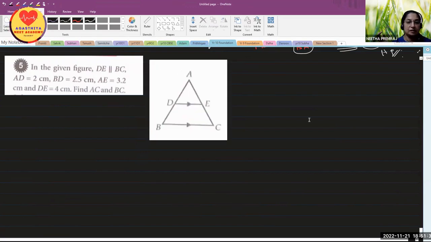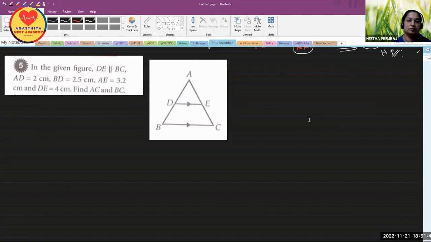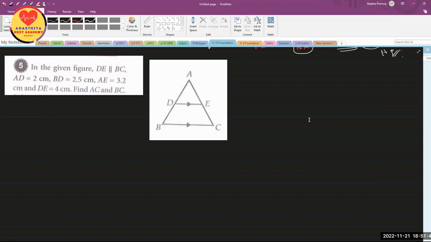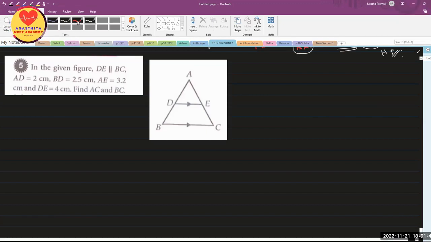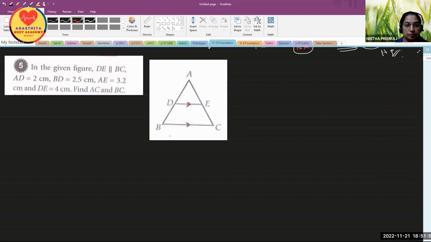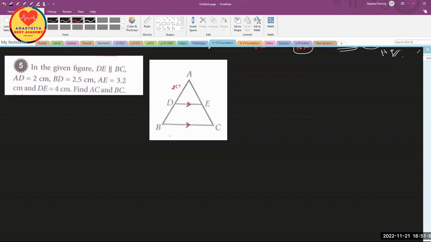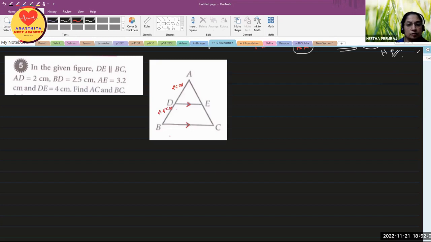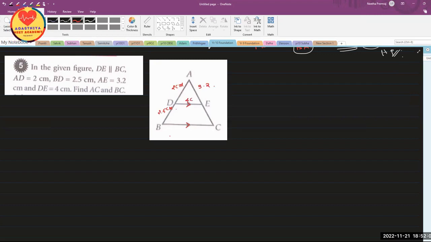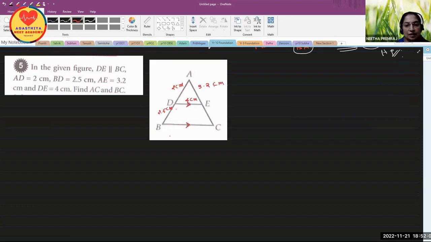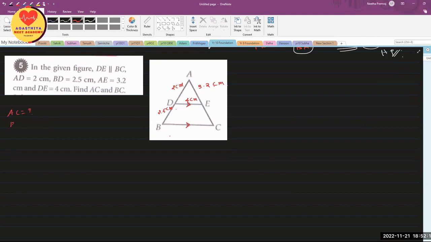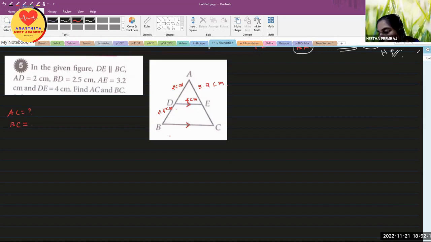Guys, anybody, please read and tell me what is given in the sum. In the triangle, DE is parallel to BC. The value of AD is 2 centimeter and the value of BD is 2.5 centimeter. AE is equal to 3.2 centimeter, DE is equal to 4 centimeter. We want to find AC and BC. Guys, can you calculate? Please do the calculation and tell me the answer. Do it yourself.